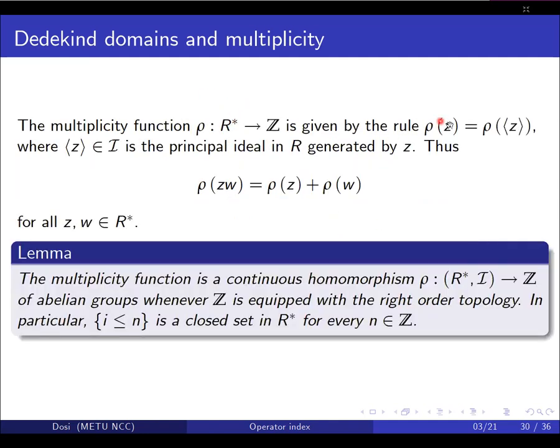Look, rho is defined over Z like that, rho of the principal ideal. Again, this guy turns out to be continuous, but with respect to the right order topology. In this case, this interval is closed by every end. So this is the sort of multiplicity function of R star.